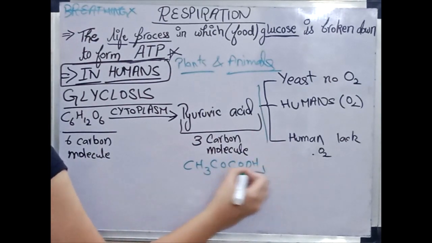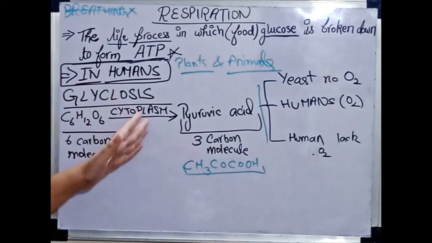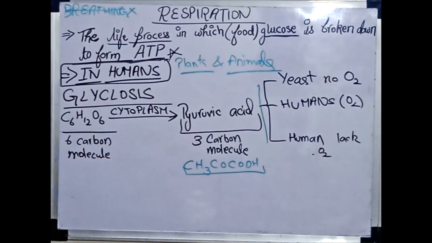CH3COCOOH. A big name, but you need to remember it because it can be asked. Although it's not very elaborated in your textbooks, but still you need to learn it. 6-carbon molecule you had in the cytoplasm. What happens is these 6-carbon molecules get converted into 3-carbon molecules, and these 3-carbon molecules are your pyruvic acid. This is a thing you need to remember.